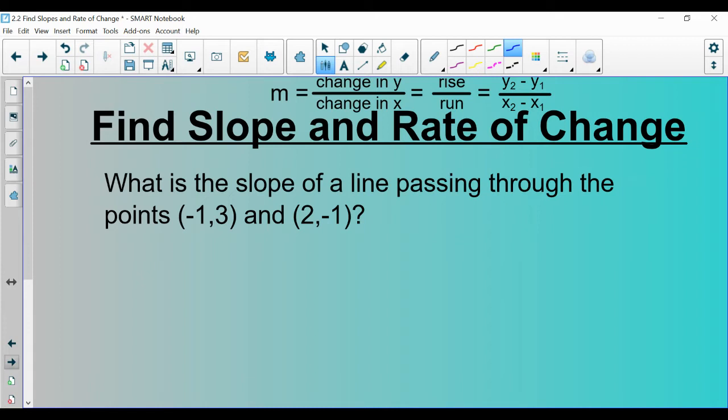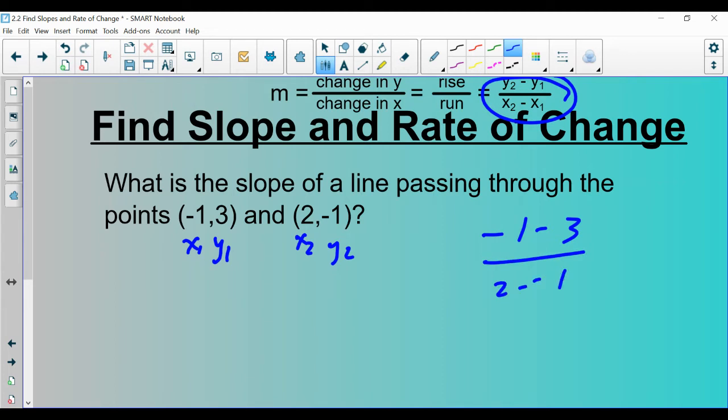Go ahead and pause it here and try this one before I do. Same level of difficulty. We have x1 and y1 and x2 and y2. I'm just going to follow the slope formula. Negative 1 minus 3 over 2 minus negative 1. Negative 1 is y2, and 3 is y1. So negative 1 minus 3 and 2 minus negative 1.